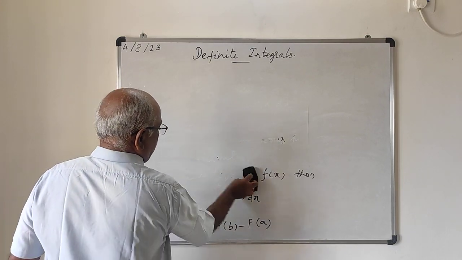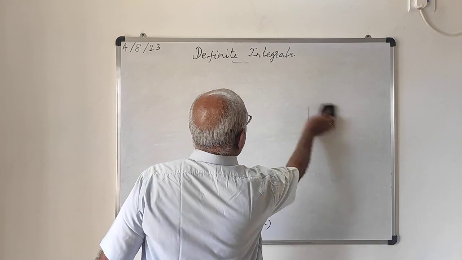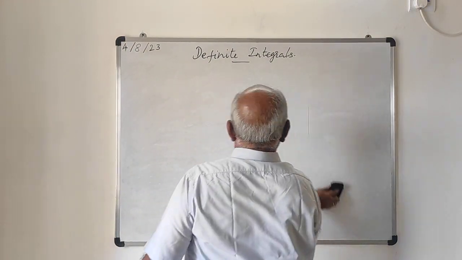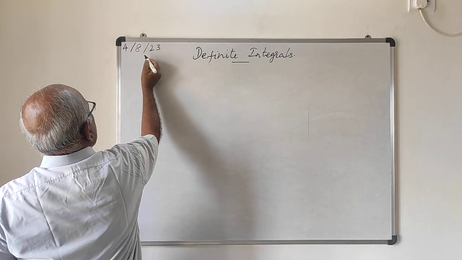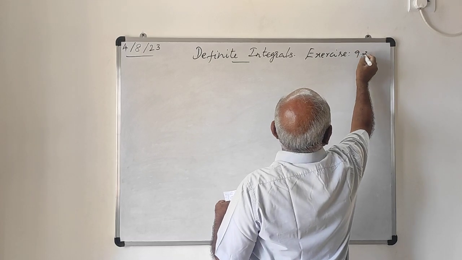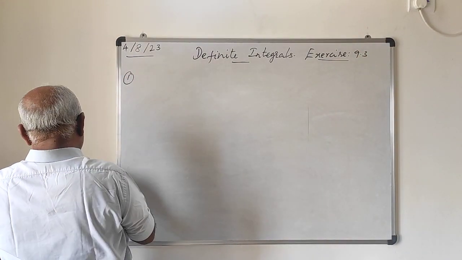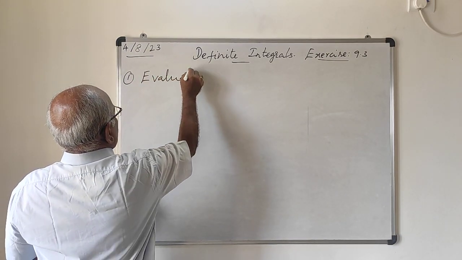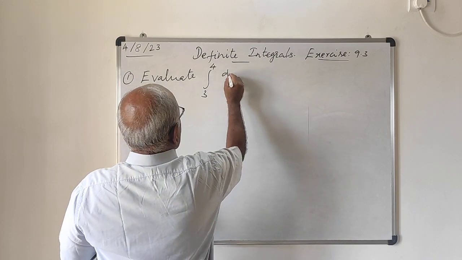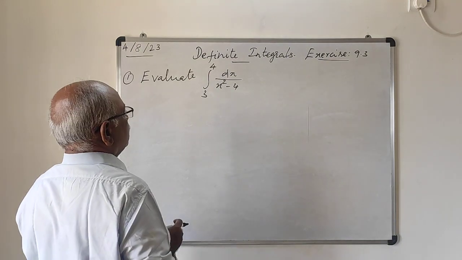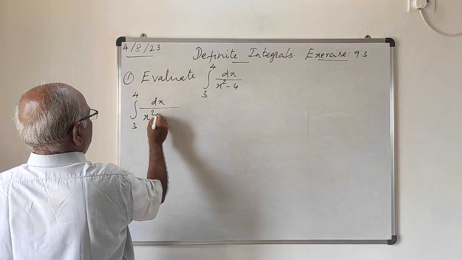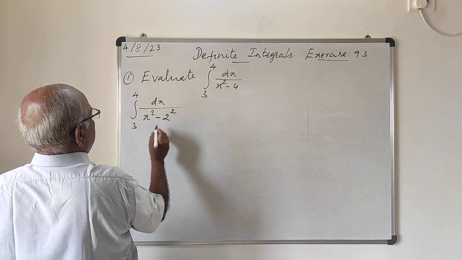Now we will come to exercise 9.3. Evaluate the integral from 3 to 4, lower limit 3, upper limit 4, of dx by x square minus 4. Here 4 can be expressed as 2 square.